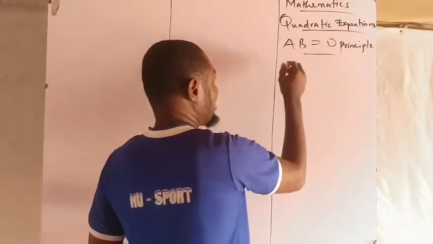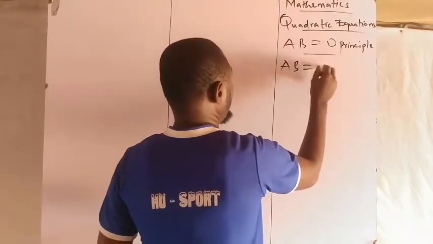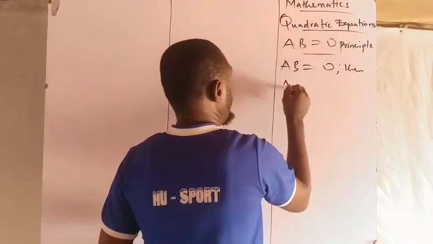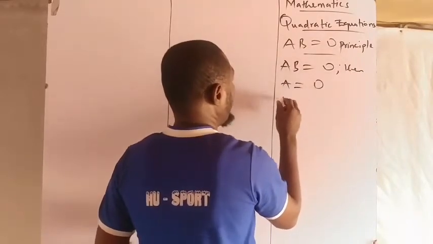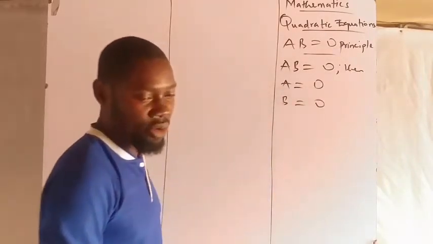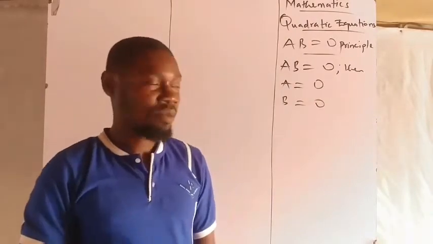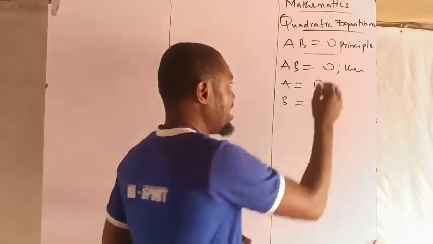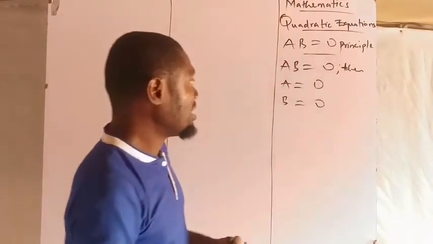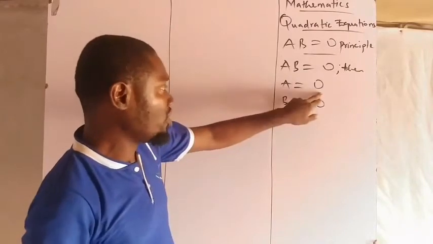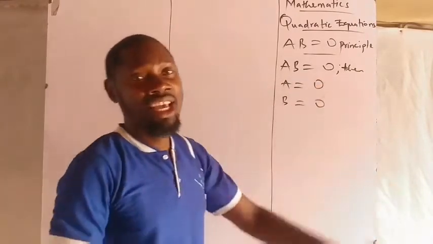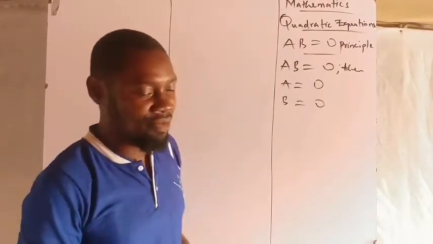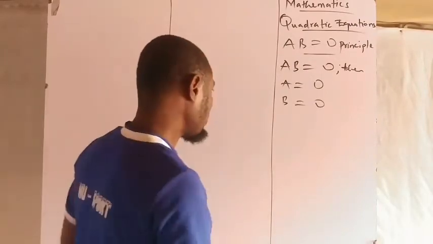This principle states that if AB is equal to 0, then A alone is equal to 0 or B alone is equal to 0. That is what the principle states. It's simple. And how do you apply this principle in solving quadratic problems?